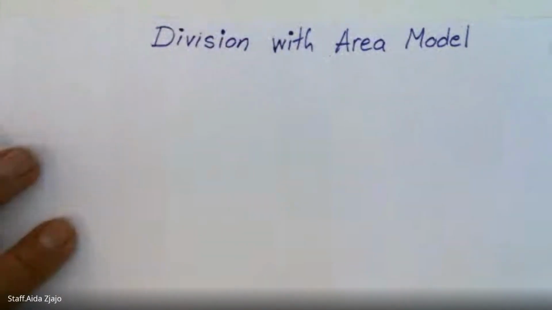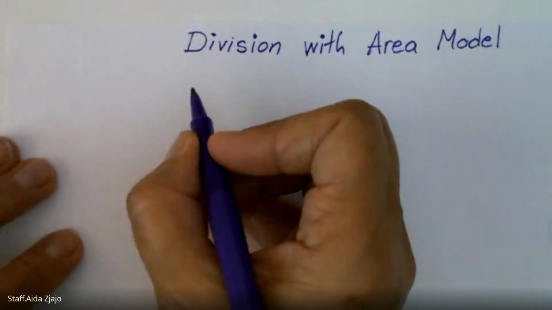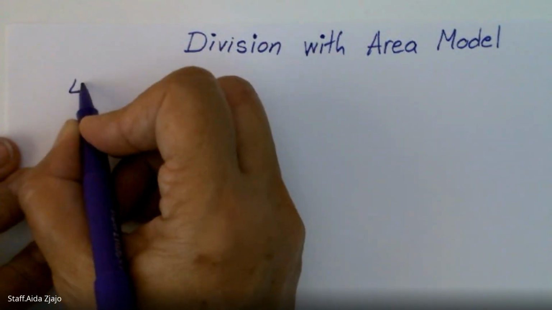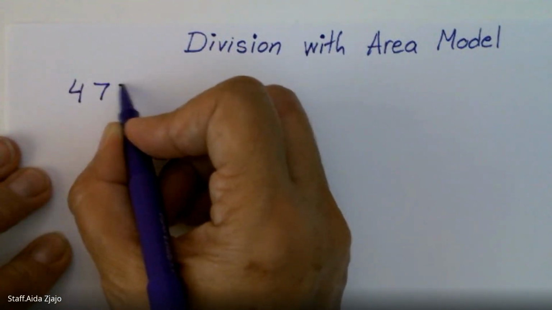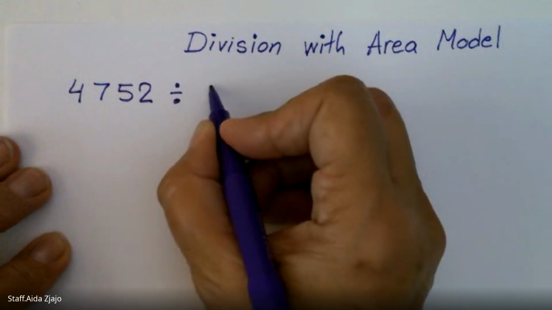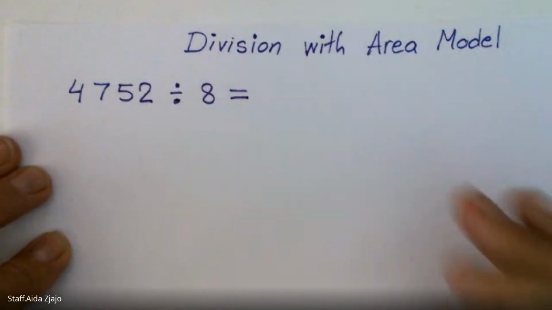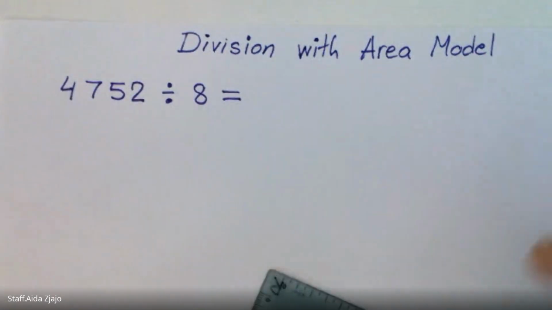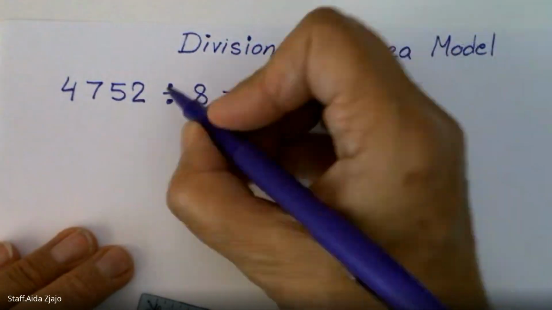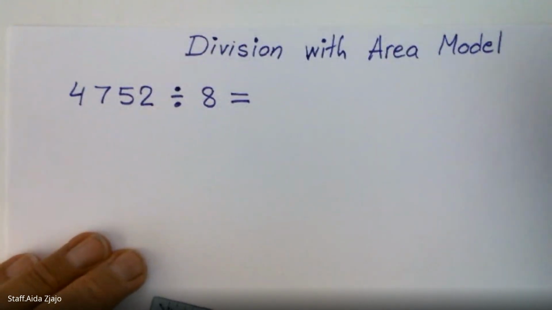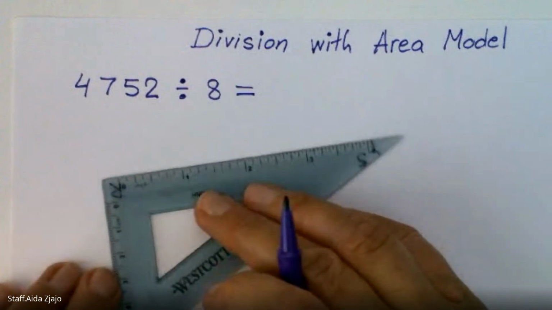So let's try to use some problems. For example, how about 4,752 divided in 8 groups. Division is a very hard topic for students, especially if it's about using some strategies or even standard algorithms. So at this time, we're going to use area model and we're going to use open rectangle first.